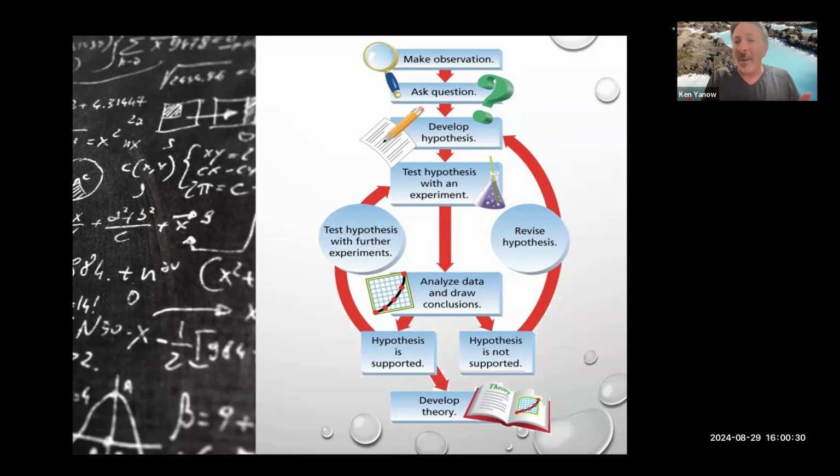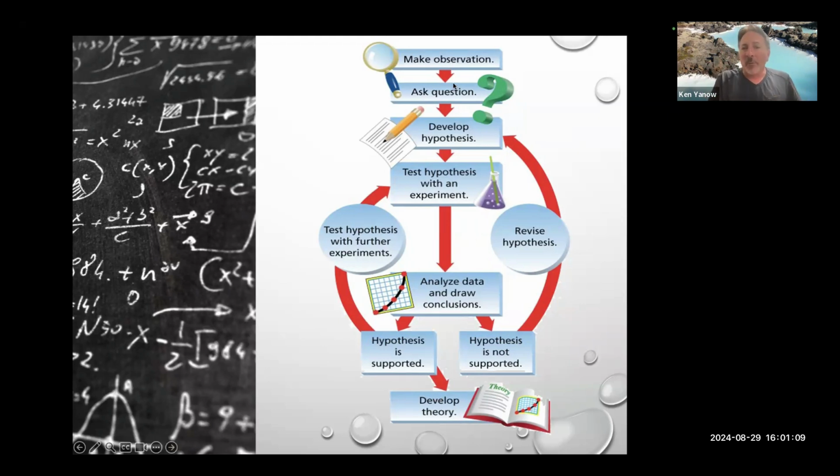Then I'm going to test my hypotheses with experiment or experiments. I'm then going to take a look at the data. I'm going to draw conclusions. And if my hypothesis is not supported, I'm going to go back to start and develop a new hypothesis. If my hypothesis is supported, I might test the hypotheses with even further experimentation and continue revising my hypotheses and experimenting even further. If I continue along and my hypothesis is continually supported, I now have the foundation to develop a theory. That is the scientific method.